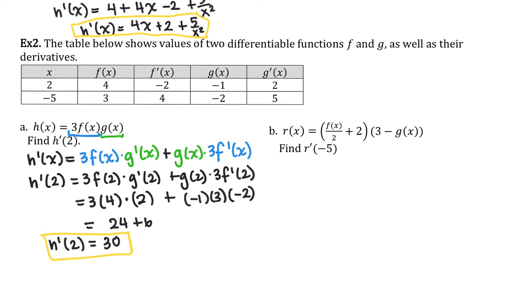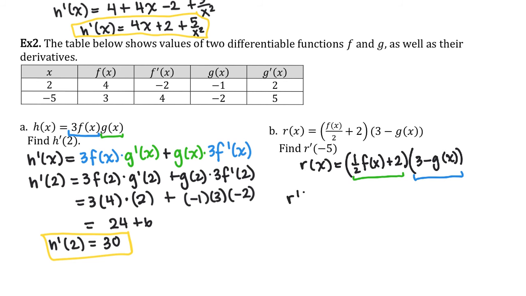This time they're telling me r of x equals this big product thing. They want me to find r prime of negative 5. I'm just going to rewrite r of x a teeny bit. F of x over 2 is really 1/2 f of x. You don't have to rewrite it, but just remember that, because some people get confused when they do it. Let's go ahead and use the product rule. Let me make this my first function, and I'm going to make this my second function.